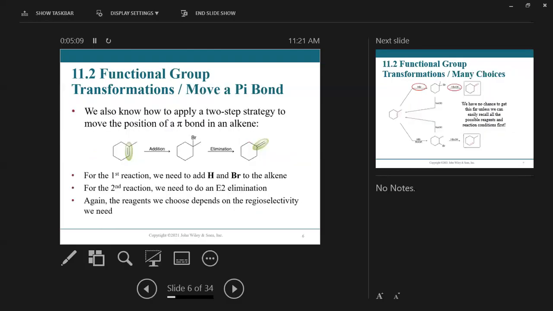All right. So we also have to know how to apply a two-step strategy to move the position of a pi bond in an alkene. So for the first reaction, we need to add the proton and bromine to the alkene. So we have an addition. For the second reaction, we need to do an elimination. So they want to do elimination right here instead of right here. That way we can form this double bond. This will be elimination right there. This is, again, the reagents we choose depends on the regioselectivity we need.